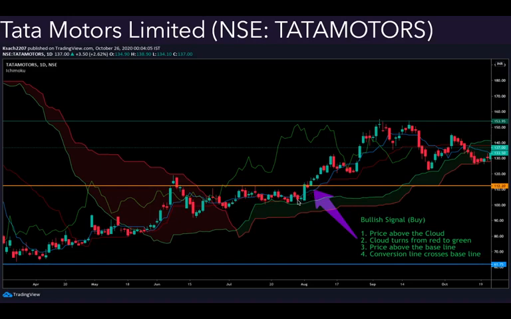Now the conversion line has already crossed the baseline around this level, right? So if one would have entered this trade at this level at around 112, he could have easily achieved a target of 130 odd levels, correct?